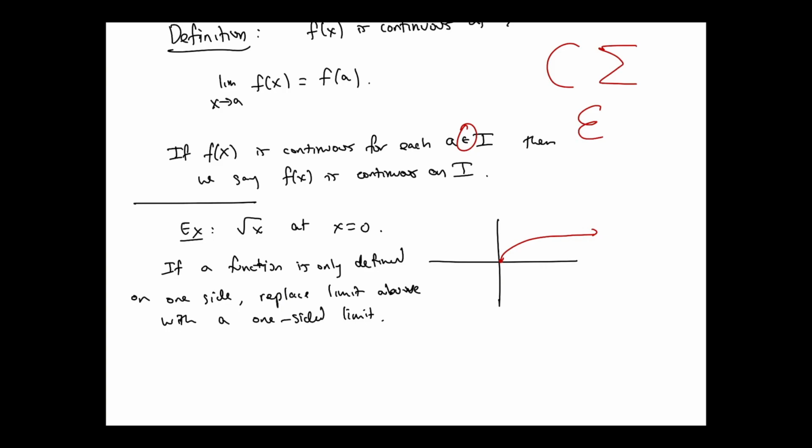Similarly, what about if it was defined on the left but not on the right? Just replace it with the left-hand sided limit. So when it makes sense, replace the limit with the one-sided limit if the function is only defined in one direction. And for that reason, we would say that the square root of x is continuous at 0. And that kind of makes sense, though, that it ought to be, right? Because what was the high school definition, or what was our intuitive definition of continuity?